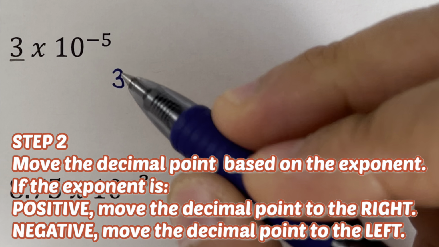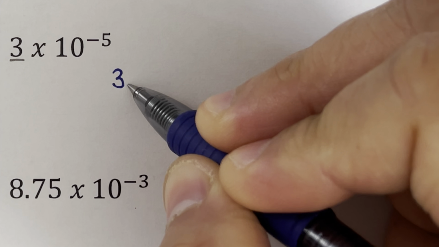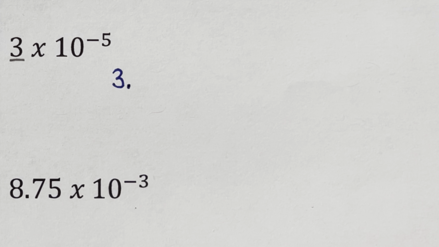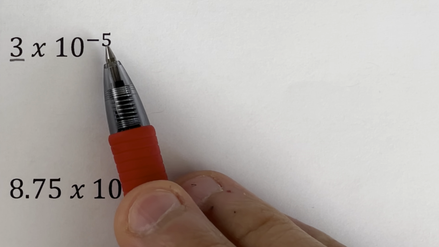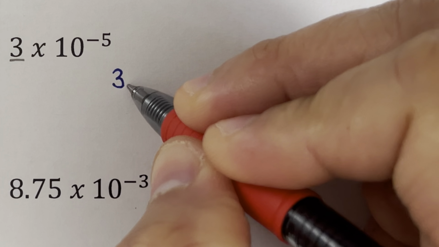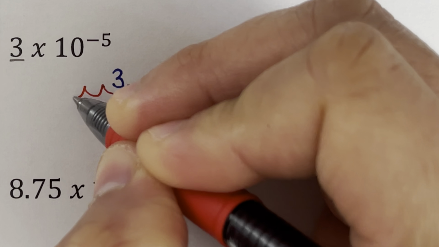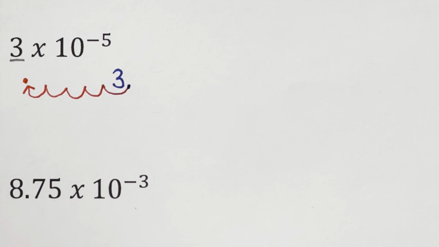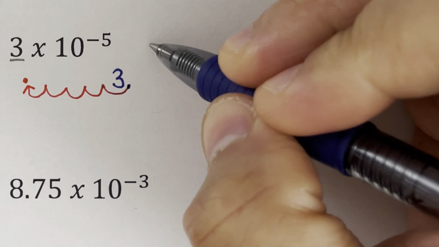So our decimal point is after the 3 here. And so since this is negative, we're moving the decimal point 5 places to the left. So that's gonna be 1, 2, 3, 4, 5. So this is where the decimal point is gonna sit. And so we are now ready to move on to the third step.